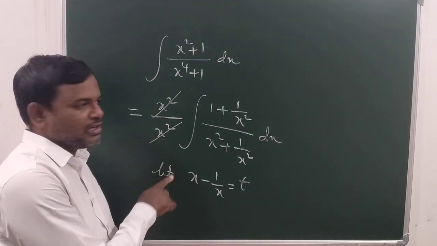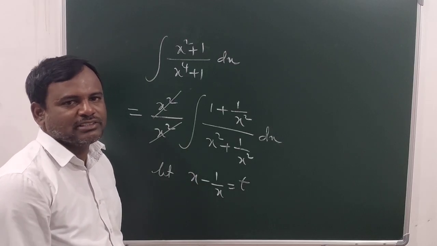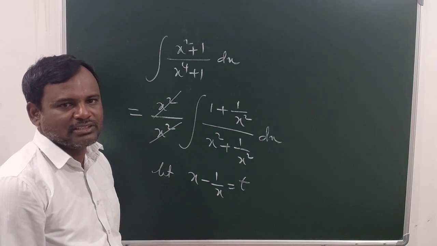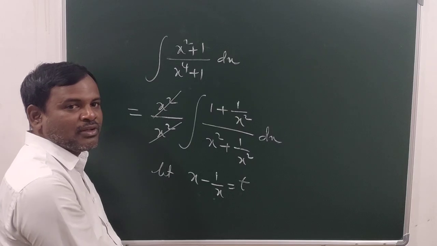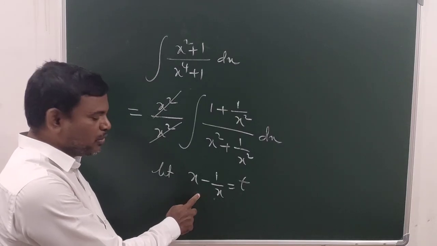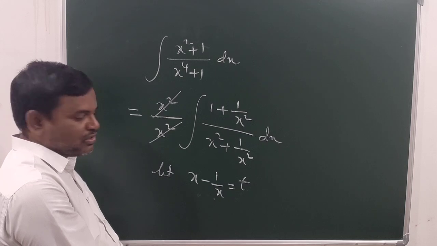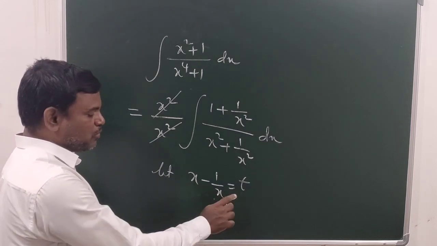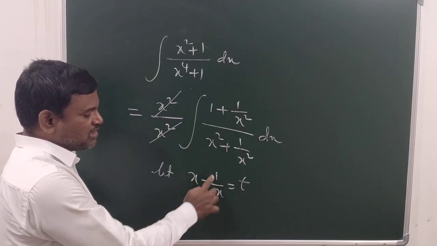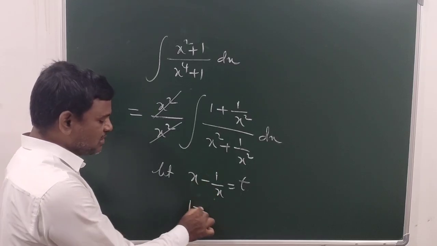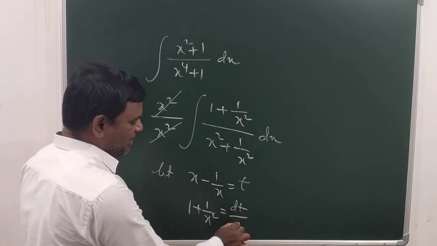As I said to you, in all these models, you have to take either x plus 1 by x equal to t or x minus 1 by x equal to t. Here why am I taking x minus 1 by x equal to t? Because in the next step, we are going to differentiate on both sides with respect to x. So differentiating on both sides with respect to x, the left side gives 1 plus 1 by x square, since the derivative of minus 1 by x is plus 1 by x square, which is equal to dt by dx.